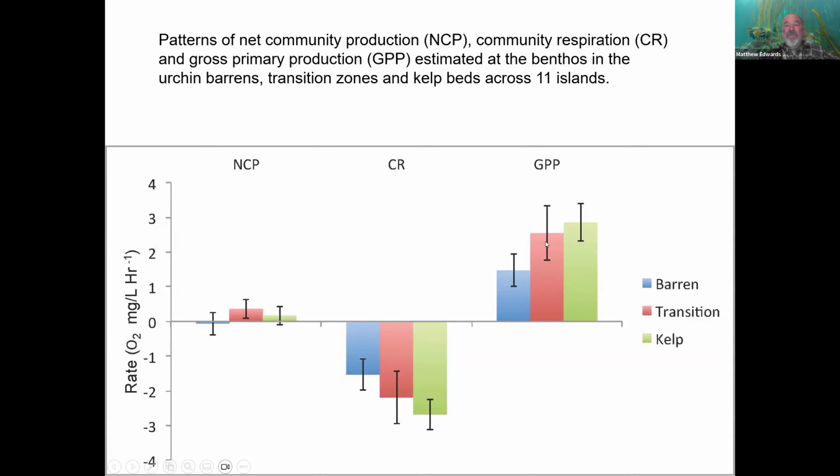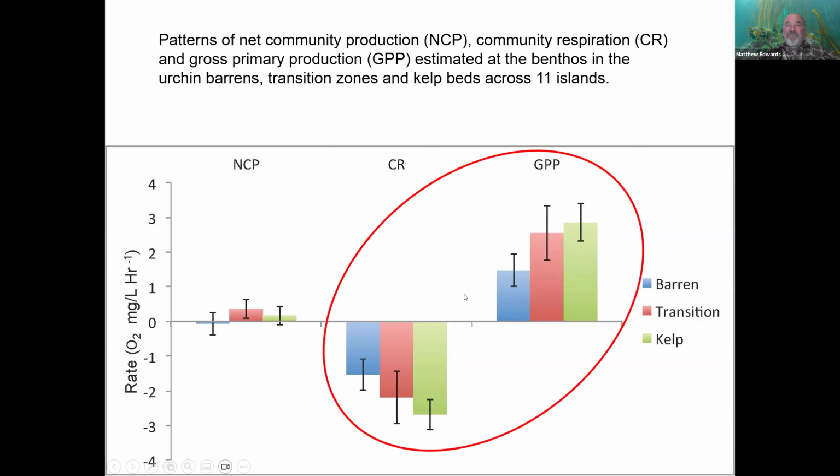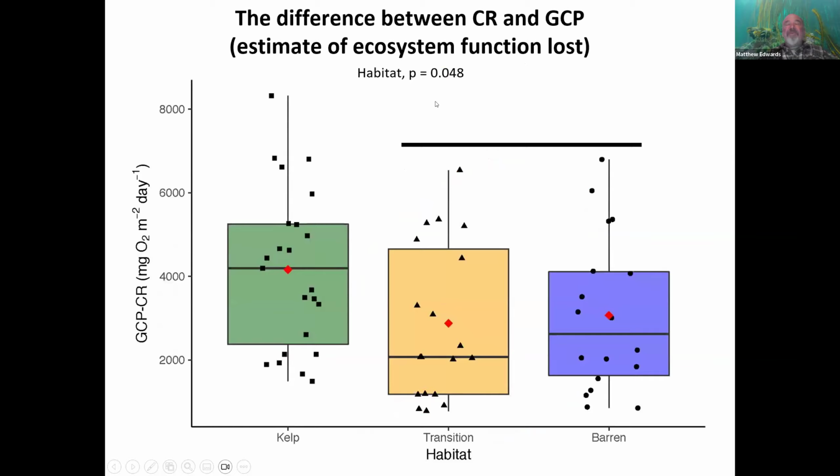And so this followed, and the story becomes the balance of these two, the respiration and the primary production. And if you look at these, they look like mirror images of each other. If I were to shift respiration over to lay it right under the gross primary production, we would see that they begin to cancel each other out, and on net they do. And so really what we found from this is that the ecosystem function loss was not in net community production. It was the difference between primary production and respiration. And if we take that difference between primary production and respiration, the kelp forest lost the greatest amount.